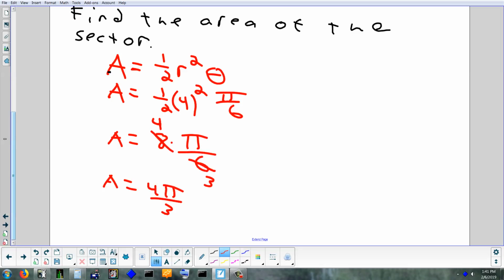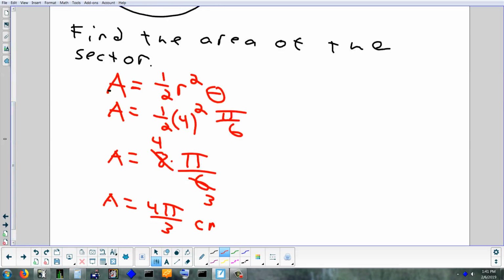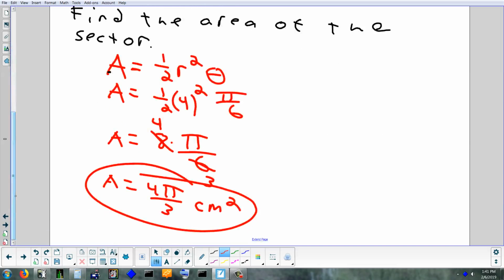Now, we're going to go back and see if we need a label. 4 pi over 3 is the what? It's the area. So I need a label on that, so if somebody looked at it right away, they would know that it's an area label. Centimeters squared, yes. I can't always tell you whether it's centimeters or inches. You've got to go back in the problem and look at the unit they used. Okay. So that's finding, in that case we had to find A. Any questions on finding A?